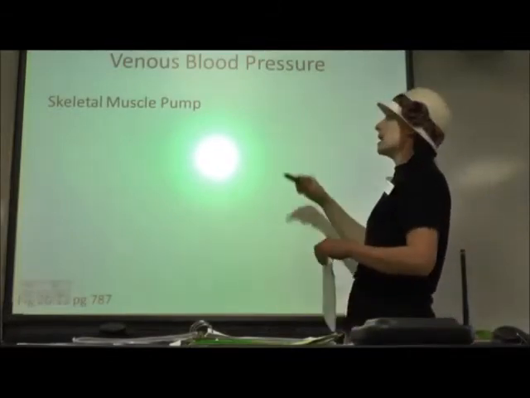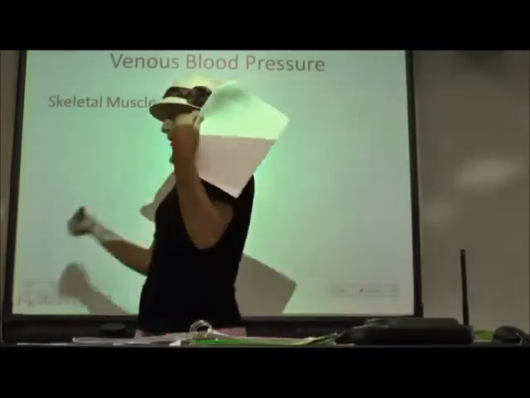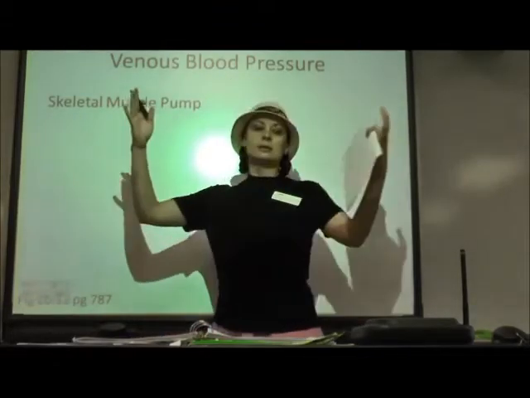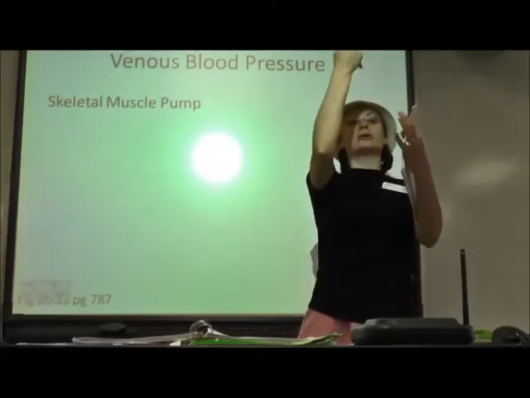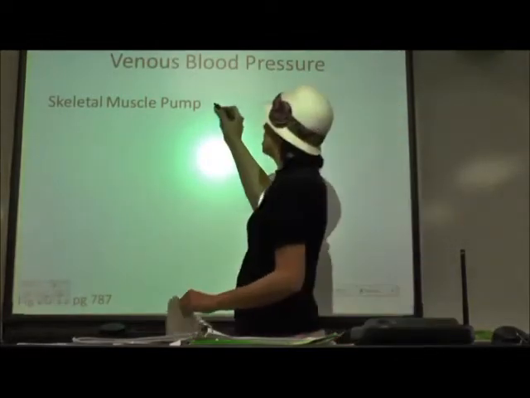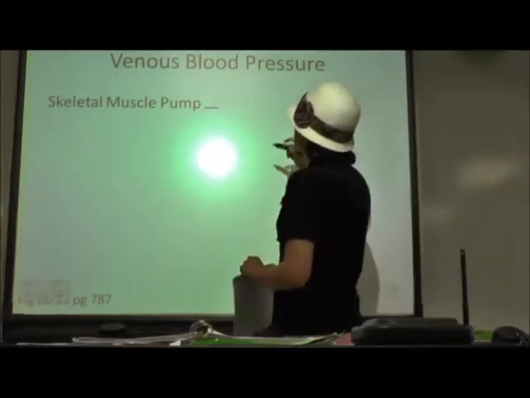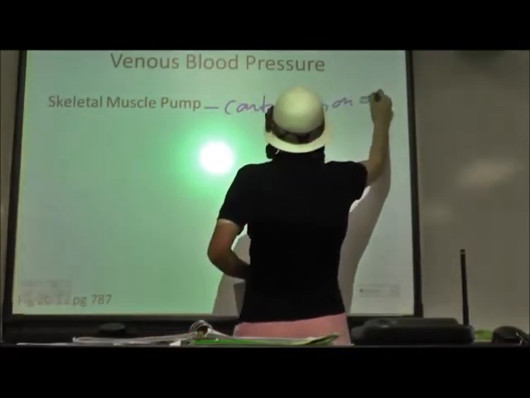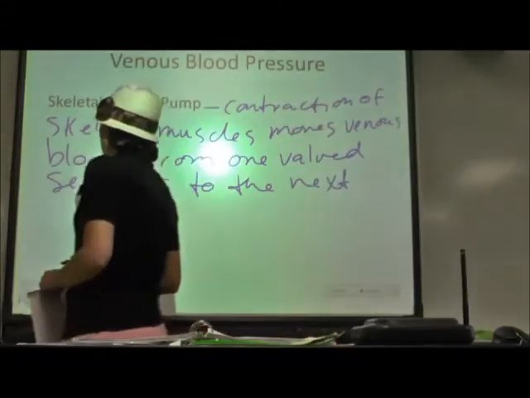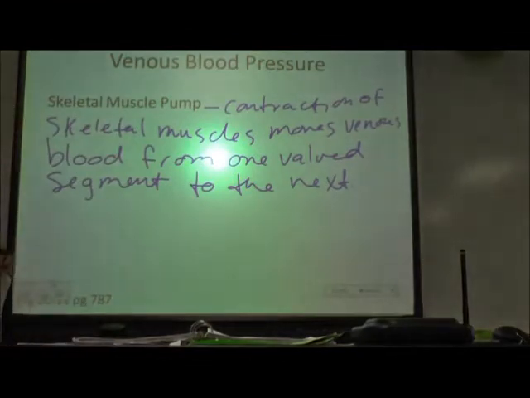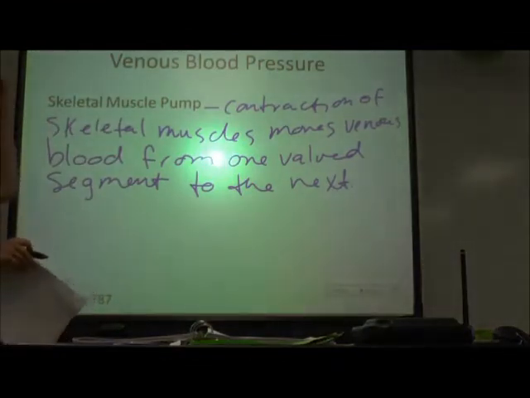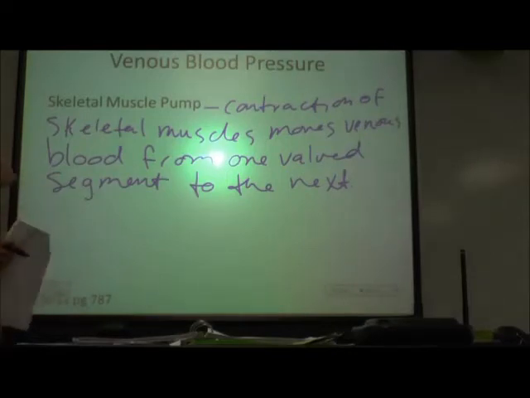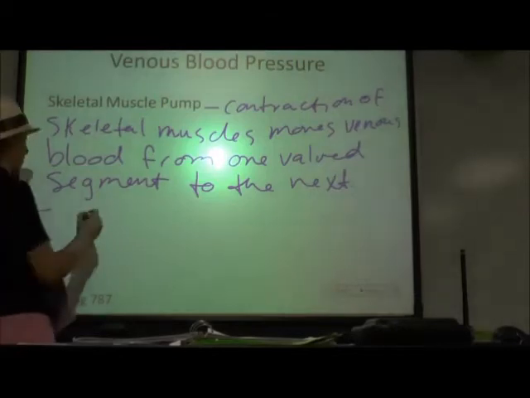As we're moving around and contracting our skeletal muscles, the skeletal muscles will push on a vein and push the blood up from one valve segment to the next. So we call this the skeletal muscle pump, and we could say that the contraction of our skeletal muscles moves venous blood from one valve segment to the next. So you'll contract and the blood will move to the next valve segment, and then you contract again, it moves up and keeps moving up from one segment to the next. This is going to be important for how we return the blood from our limbs.